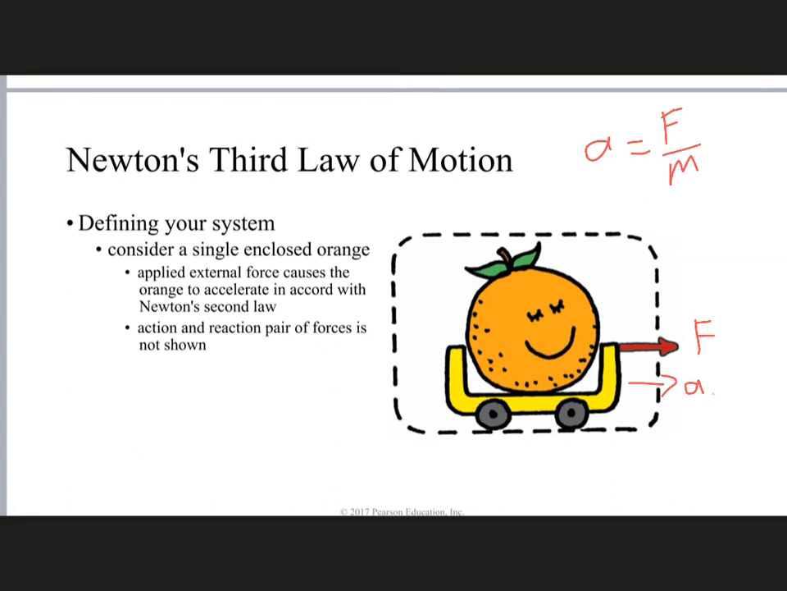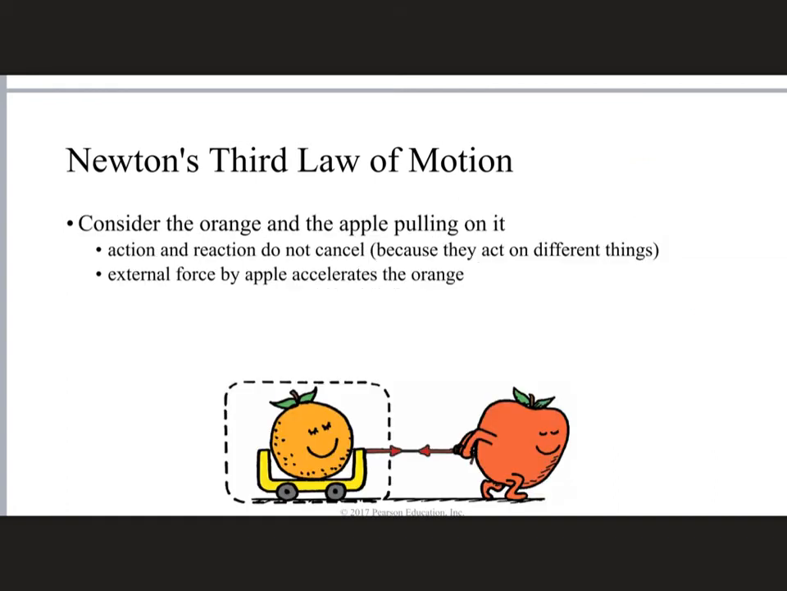What we have noted here is that we have not shown any reaction pair forces. There's no action-reaction here, there's just the action. That's because we defined our system to include just the action force. Now here is a different situation. The orange is accelerating forward because there's an apple pulling it. That's what's actually creating that action force. That action force is being created by the apple.